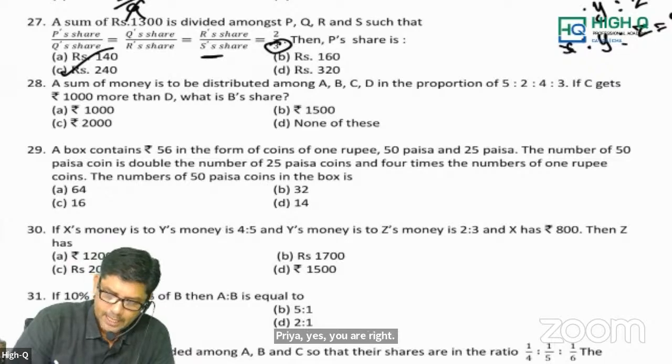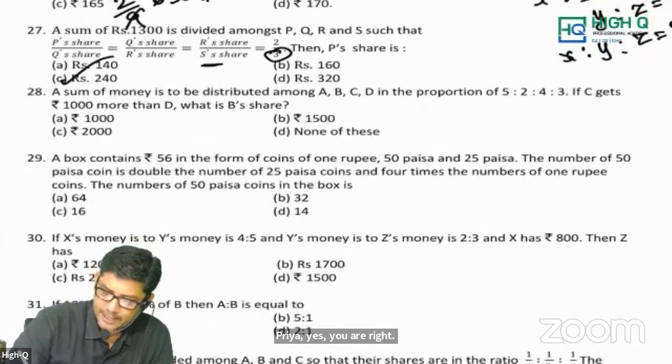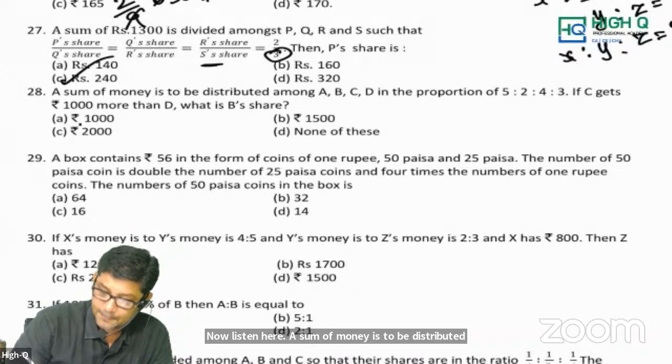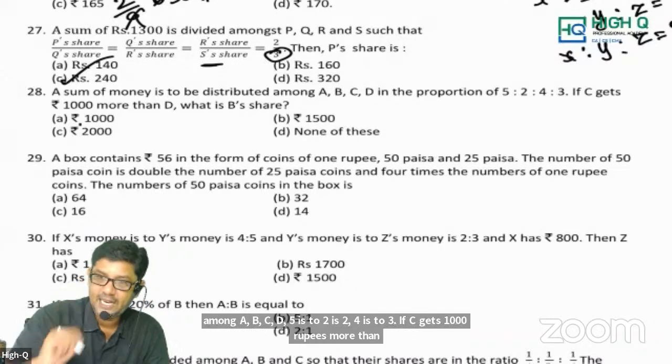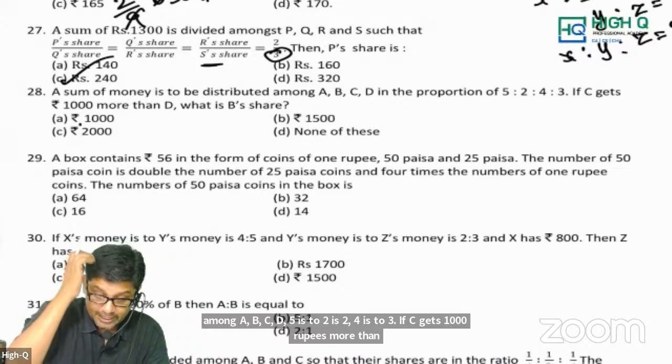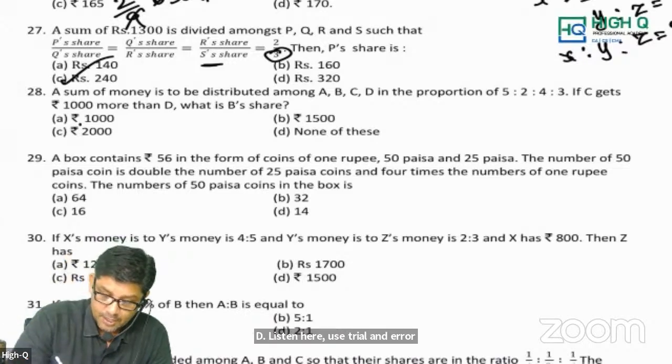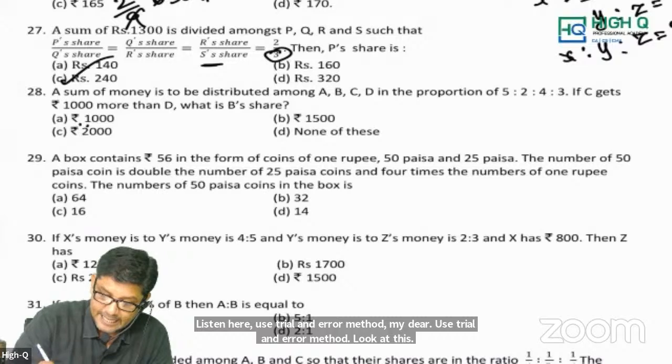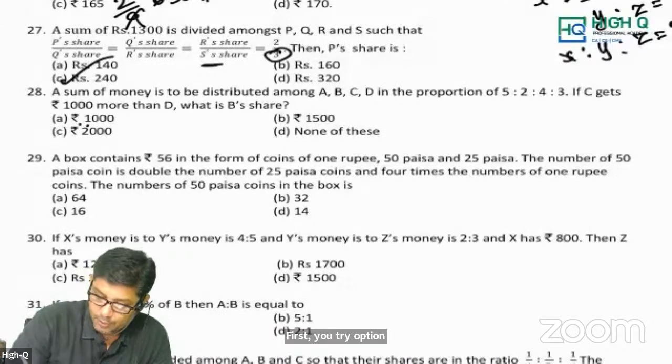Now listen here. A sum of money is to be distributed among A, B, C, D, 5 is to 2 is to 4 is to 3. If C gets 1000 rupees more than D. Use trial and error method, my dear. Look at this. First, you try option A. B share is 1000. That means here 2 is coming.